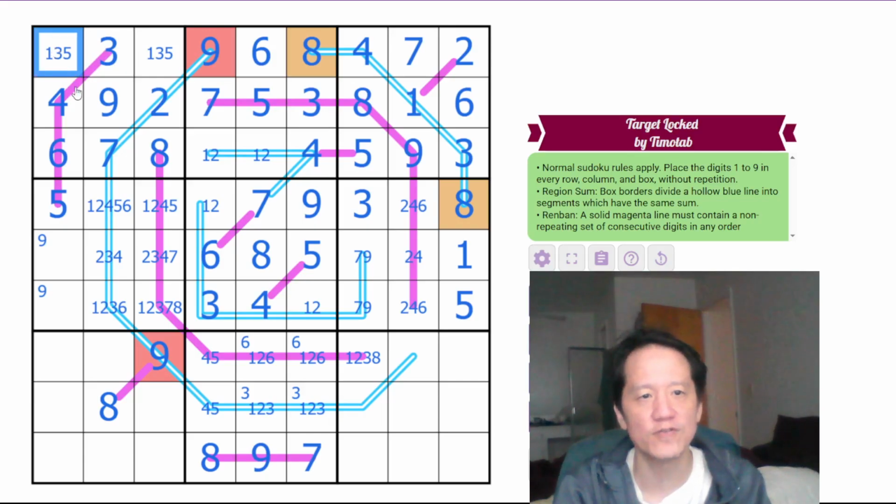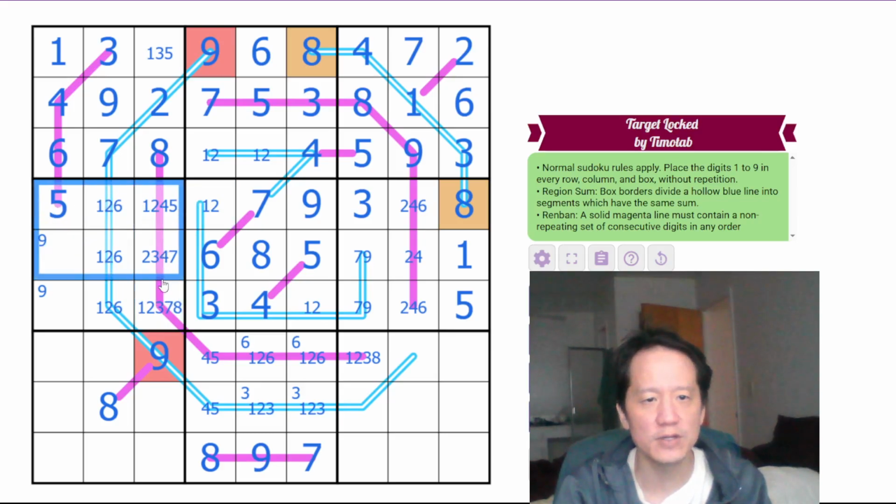This can't be 3 or 5, so this is 1. This 3 means these 3 digits add up to 9 without a 3, so it must be 1, 2, and 6. So this is 1, 2, and 6. Therefore, 1, 2, and 6 cannot be in the same box, and this can't be 8 anymore. So this can't be 1 or 2.